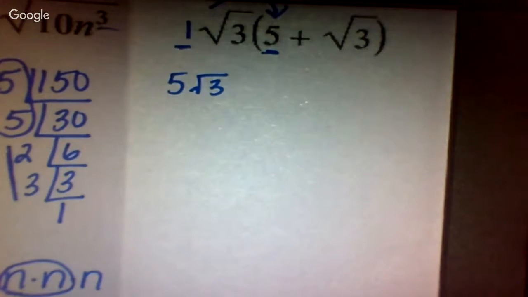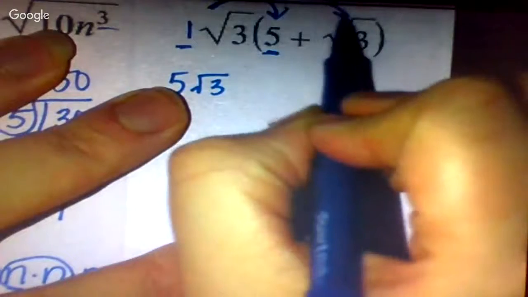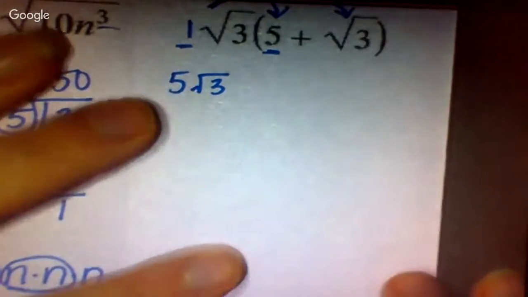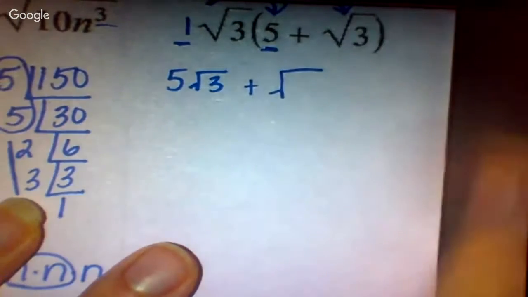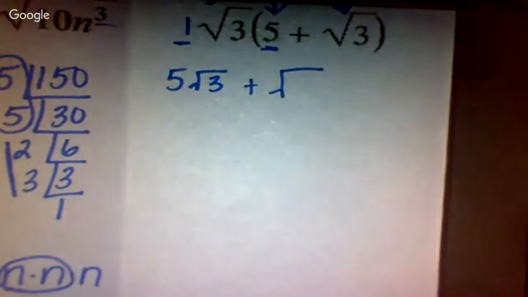So now we took the square root of 3 times 5. We also need to take the square root of 3 times this square root of 3. So what are my coefficients in front of the square root of 3? Just a 1, so we leave that alone. Now we've got the square root. Multiply what's underneath of it. What's 3 times 3? 9.